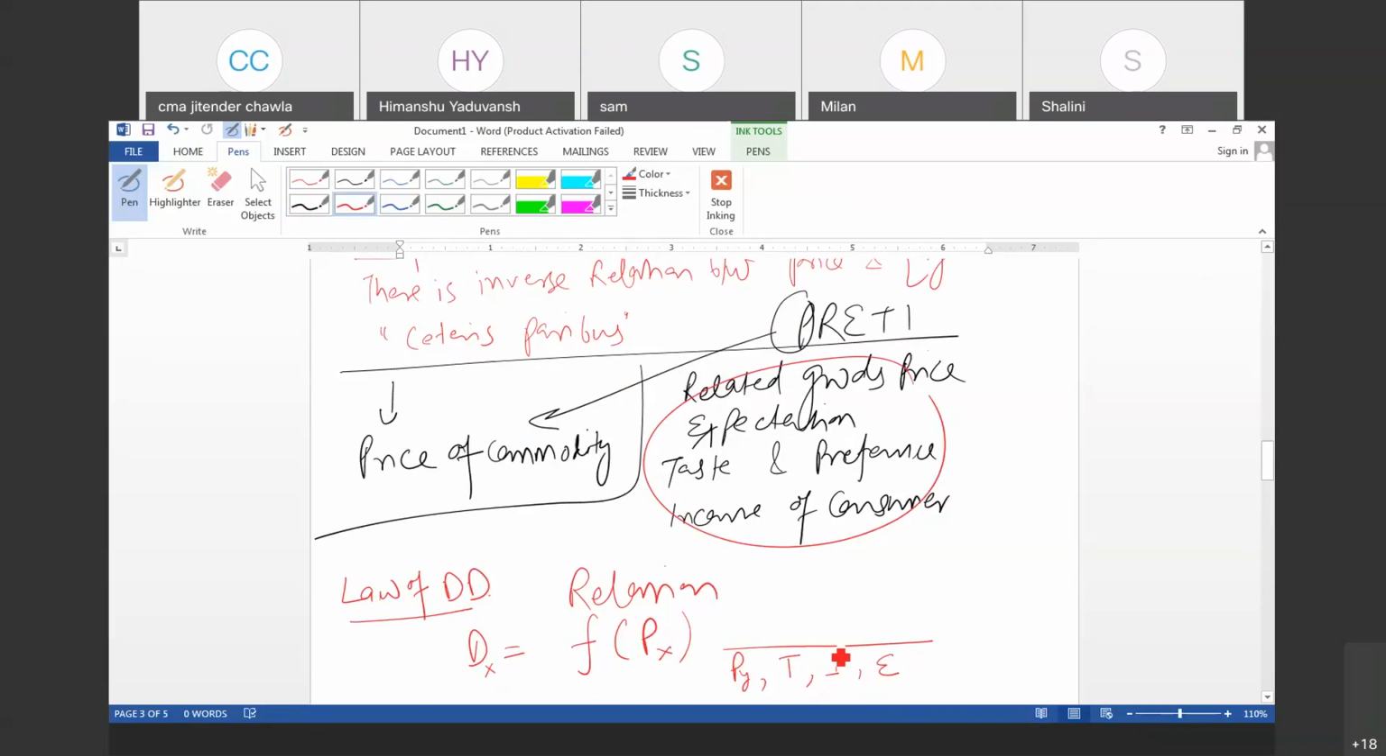क्लियर? एम आई अलाउड टू मूव फॉरवर्ड? थैंक यू.